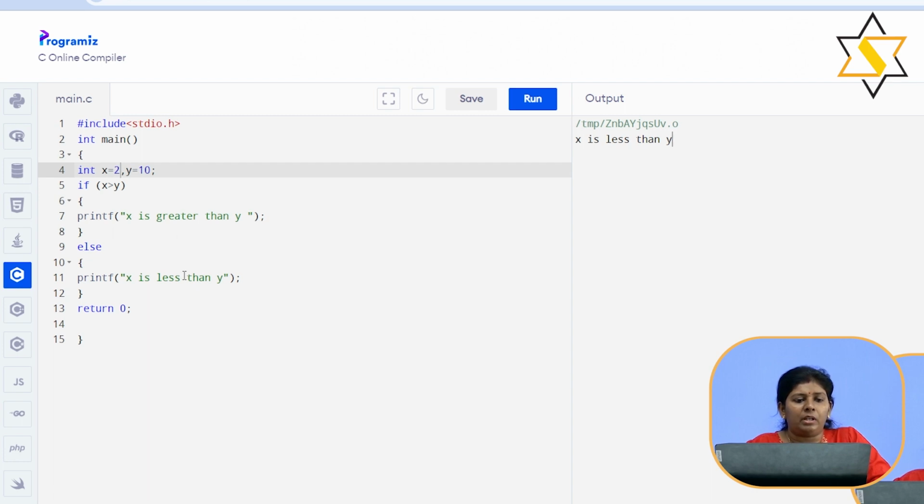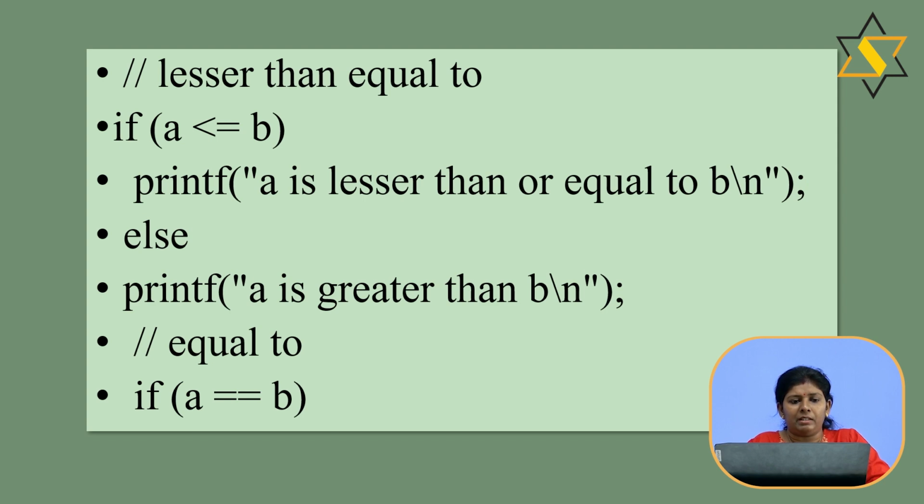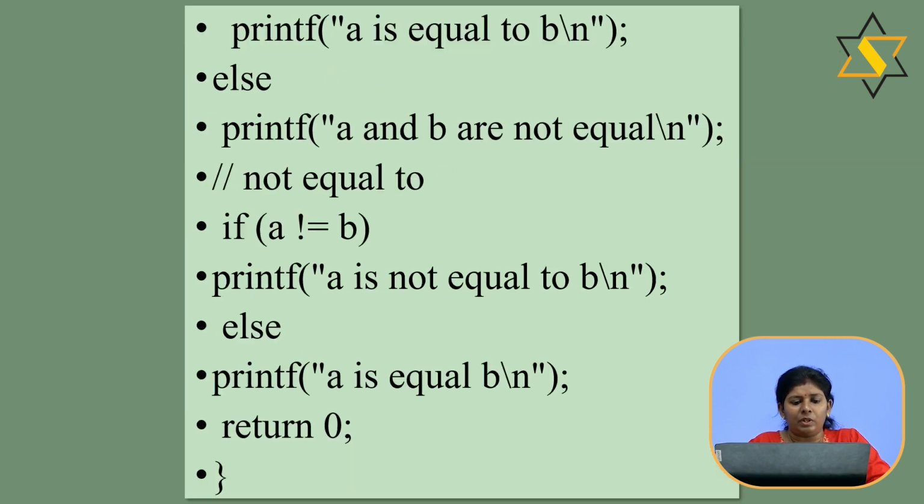In this way, you write a small program and check how all the operators exactly work. Here I can define every statement like less than or equal to, equal to. Here not equal to, this exclamation mark indicates it's a not equal to B.